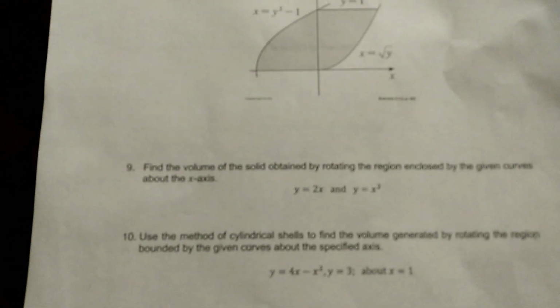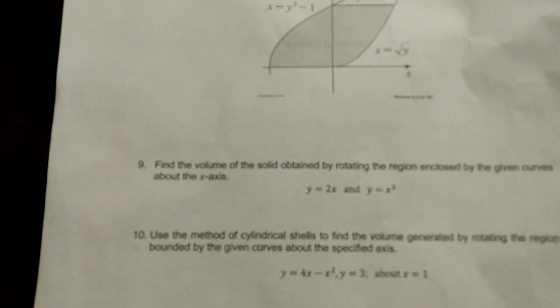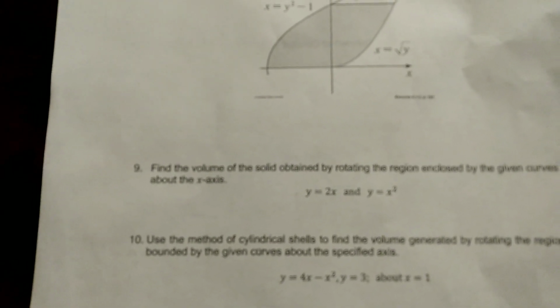Okay, so problem number 9 here. It says find the volume of the solid obtained by rotating... I'm trying to read through my phone. It's kind of blurry, so I'm backing off. Obtained by rotating the region enclosed by the given curves about the x-axis. So this is about as nice as a rotational volume problem as you can get.